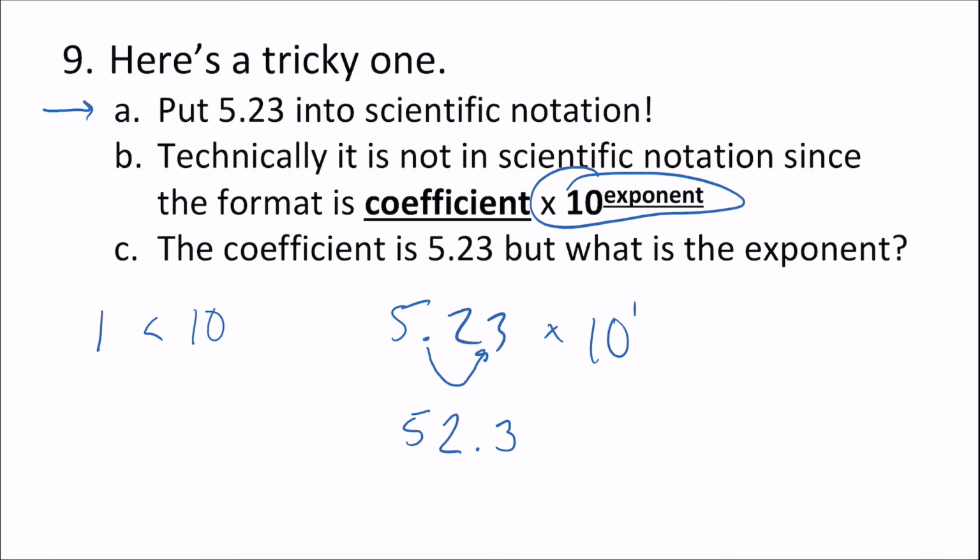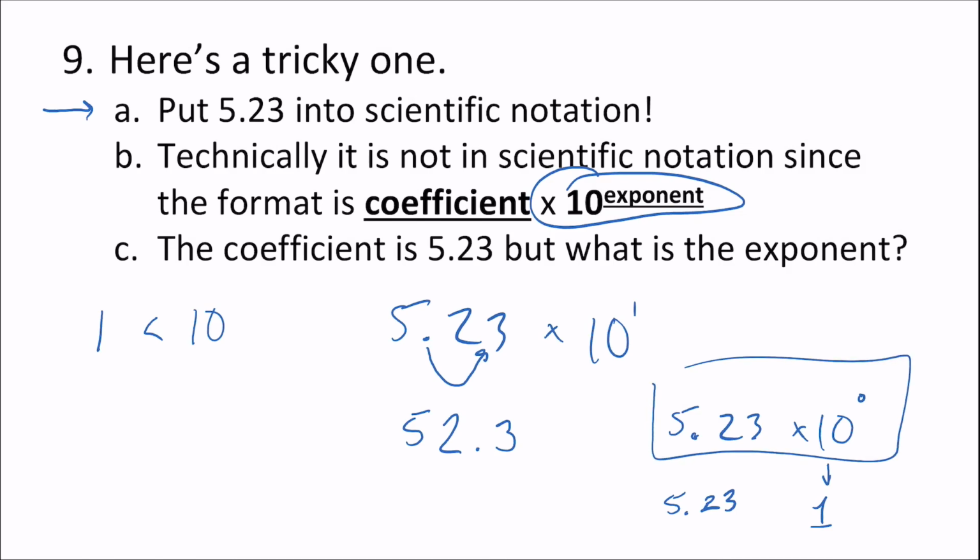Yeah, exactly. It's going to be 5.23 times 10 to the 0. Because, and you can try this in your calculator, if you put 10 to the 0 power, that's going to make this 1. And what's any number times 1? The same number. So that would give you the same thing. So this would be your answer for that kind of weird trick problem. And it comes up sometimes, which is why I'm showing you.